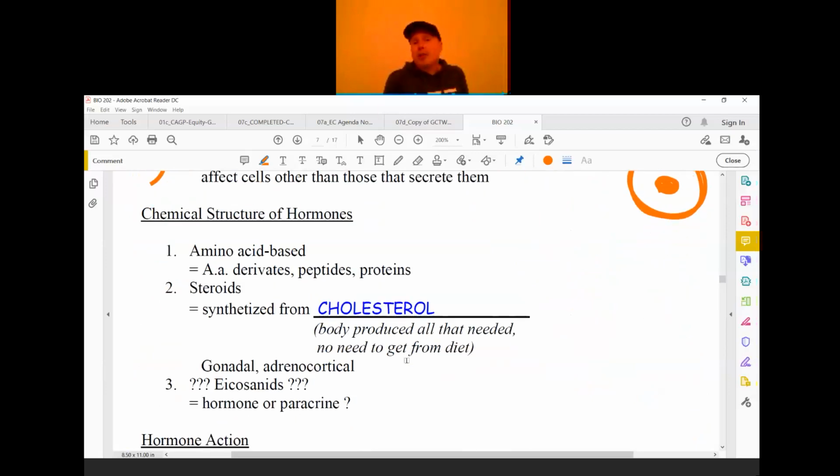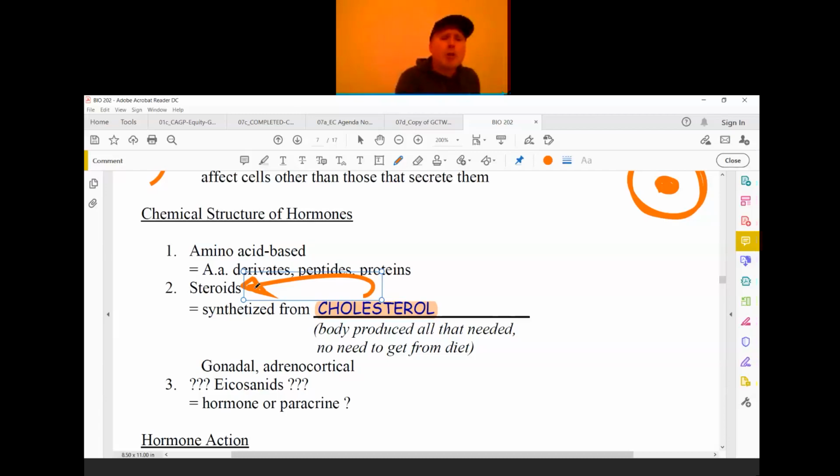Then in terms of the chemical structure of the hormones, this is more of just good to know. We are not going to go into great detail. Some hormones are made of amino acids, derivatives of amino acids. Some are made of steroids, and steroids are actually made of cholesterol. So you do need to have some amount of cholesterol in your body. However, all the cholesterol that you need is produced by your body, so you don't need to eat cholesterol-rich foods.